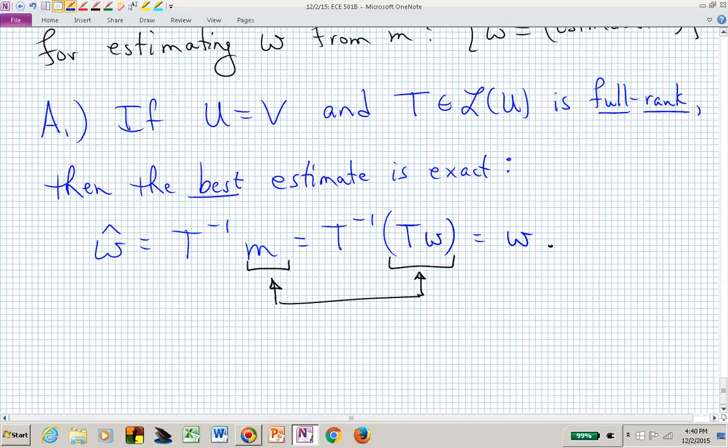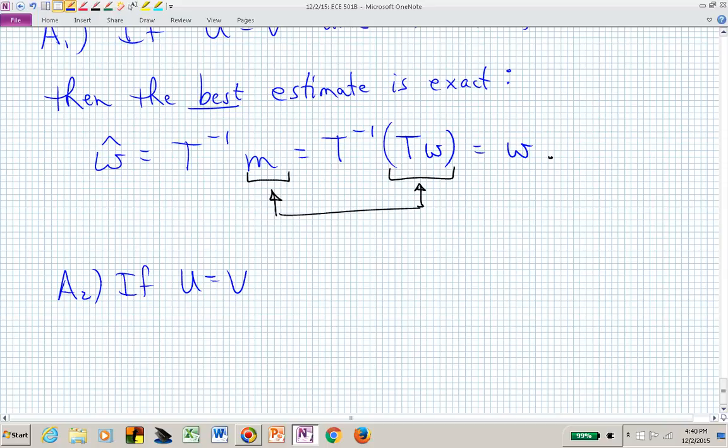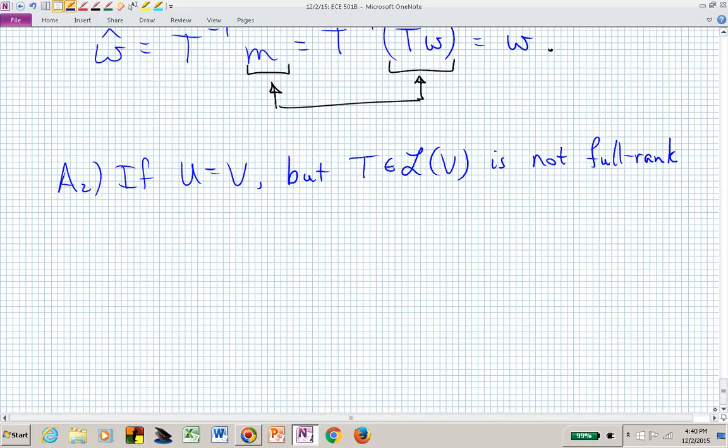Suppose that the inverse doesn't exist, but maybe we still are dealing with a linear operator. Suppose that U is equal to V, so this is answer 2, but T being this linear operator is not full rank. Now I can start using my cloud pictures again. What does this mean for T?